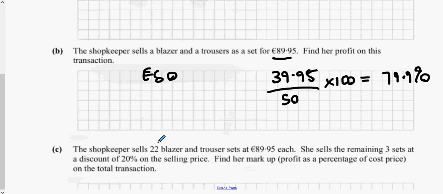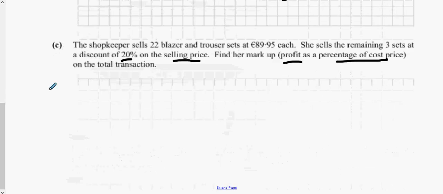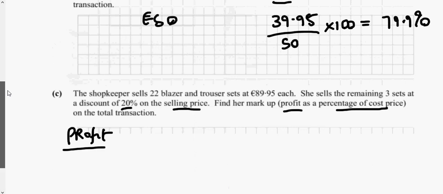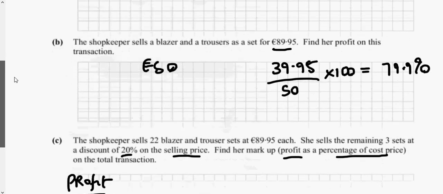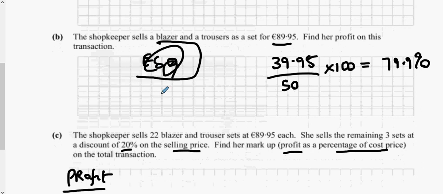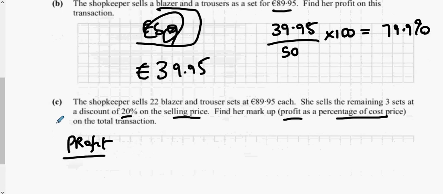The shopkeeper sells 22 sets at €89.95 each. She sells the remaining 3 sets at a discount of 20% on the selling price. Find her markup, which is her profit divided by costs. Sorry, my fault. Just €39.95. You're going to go for total profit divided by cost multiplied by 100.